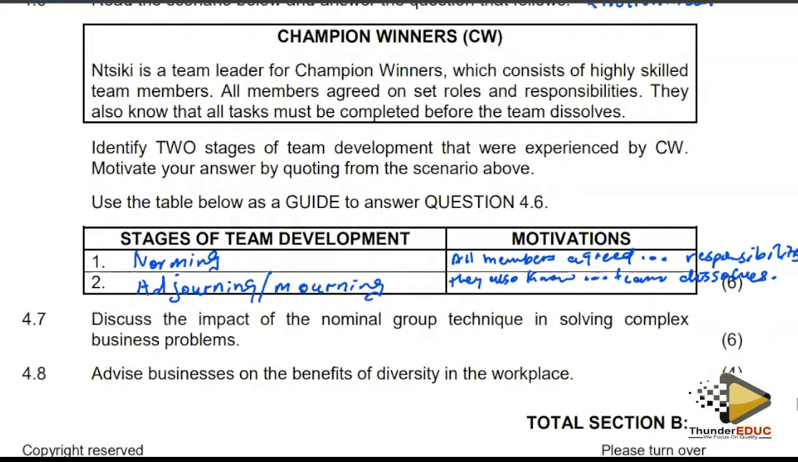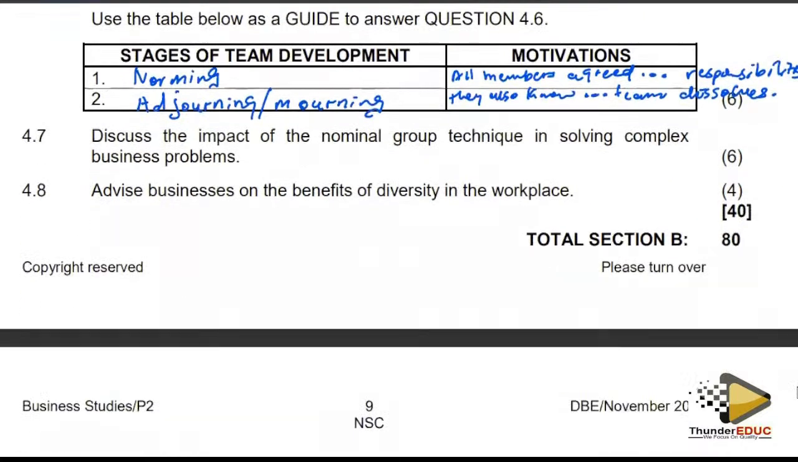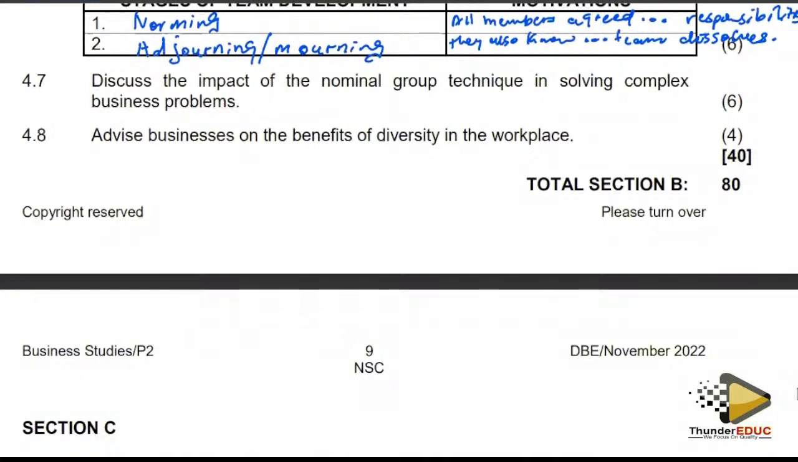Okay, right. So now, great job, we have landed in 4.7. The expectation is to discuss the impact of the nominal group technique in solving complex business problems. Remember, if the question says impact, we should take into account the positive as well as the negative. The positive: it provides time to think about the question in silence before responding. Also, voting on the ideas is anonymous and may be more reliable. When it comes to the negatives: strong personalities can dominate the group discussion, and also small groups limit participation and are pre-selected.